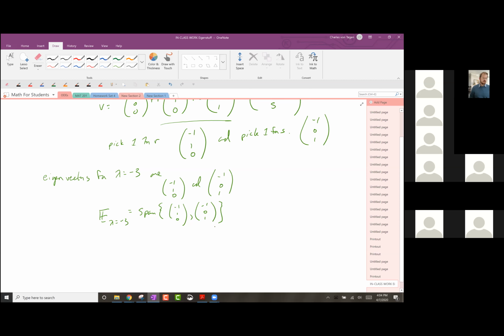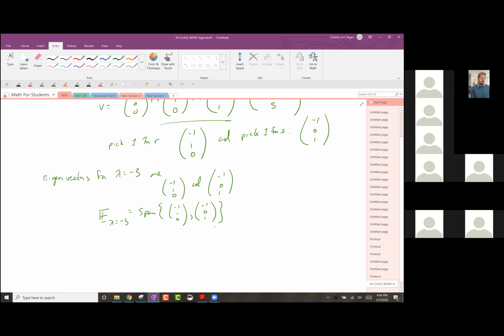So did we know that was coming because we had multiplicity 2 for lambda equals -3? We didn't know that was going to happen, but we knew it was a possibility. If the multiplicity of the eigenvalue is 2, the eigenspace could have a dimension up to 2.